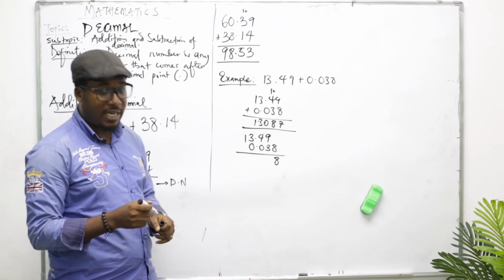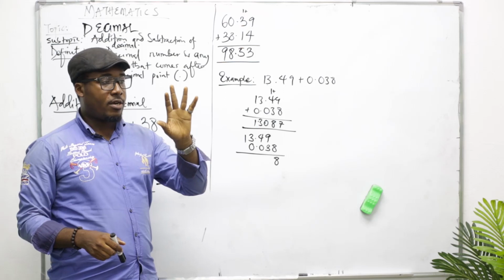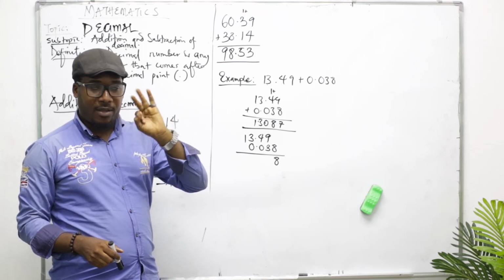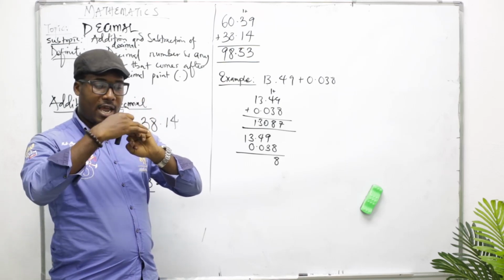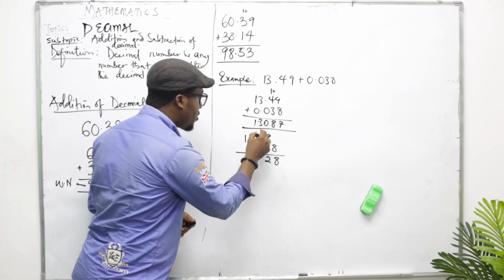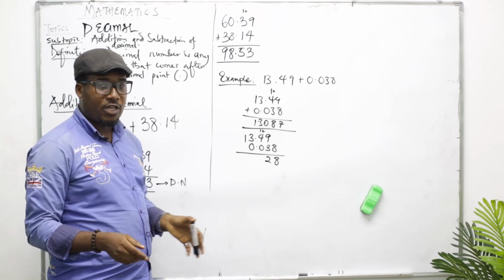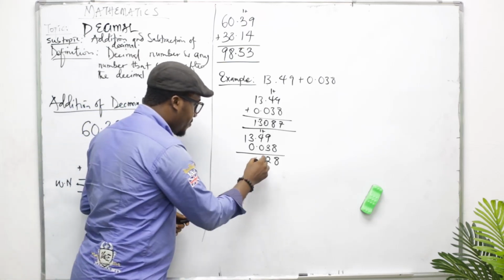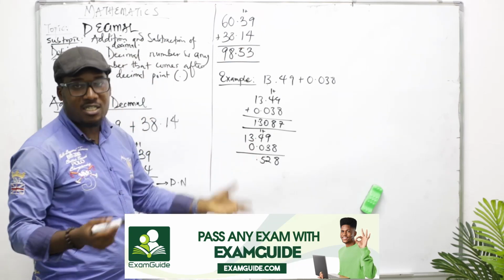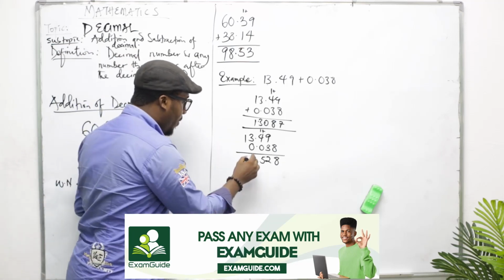Now 9 plus 3 is interesting. I have 9, I count 3. 9, 10, 11, 12. So I have 12 here. I lift up a 1. So 1 plus 4 now will give me 5. 5 plus 0 will be 5. I put back my dot, my decimal point, because decimal point plus decimal point is decimal point. So 3 plus 0 will be 3.